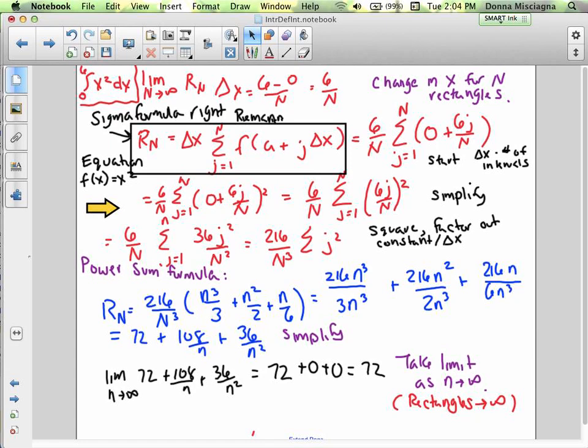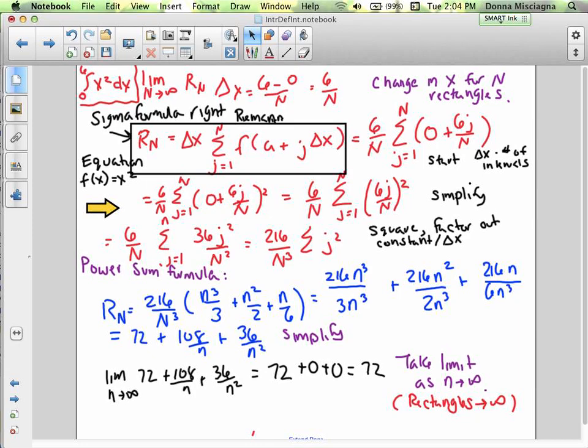Right? You can think of it either as a horizontal asymptote if it were a rational function, or you can just think of it if you just have 108 and you have an ever increasing number, right? You keep dividing it by that, you're going to have something extraordinarily small that's headed to 0. So our answer is 72 plus 0 is 72. So we took the limit as n goes to infinity, and that is the exact answer. That is the exact area under the curve is 72.